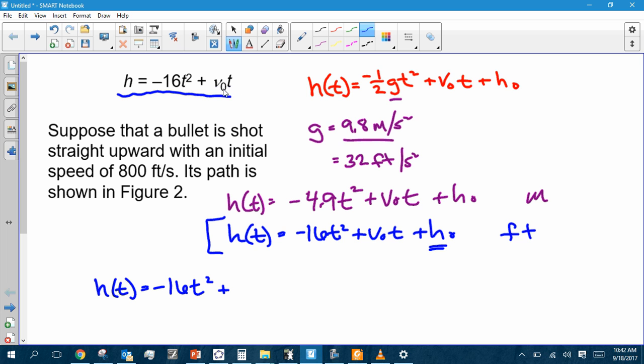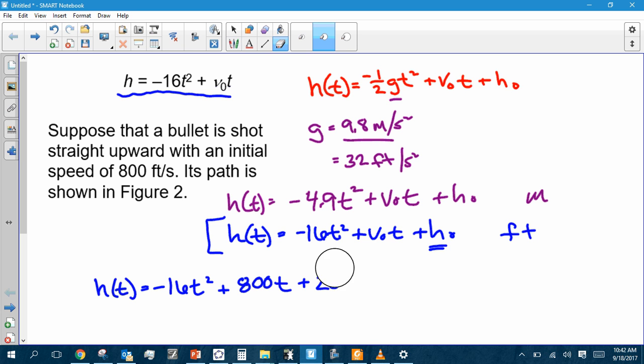That's the initial velocity. That's the propellant forcing, in this case, this bullet to be shot, and we're seeing that's 800. So we put 800 t. If I were to do this problem, maybe I'm standing on the second floor of a building, so maybe I put plus 20 feet to get that initial height off the ground.